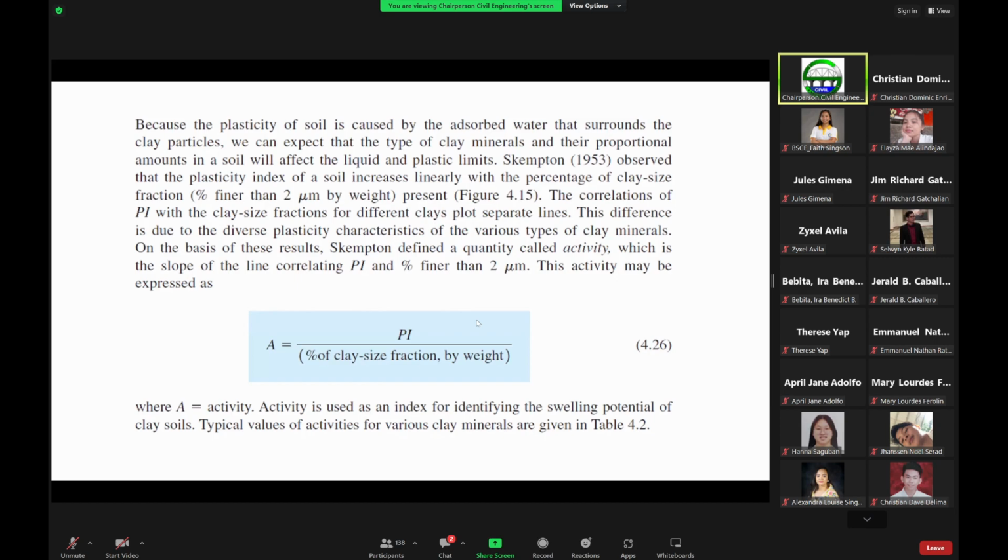Because again, these parameters here are part of our routine tests. In all samples that we get from the site, we try to get these parameters as part of our routine tests.